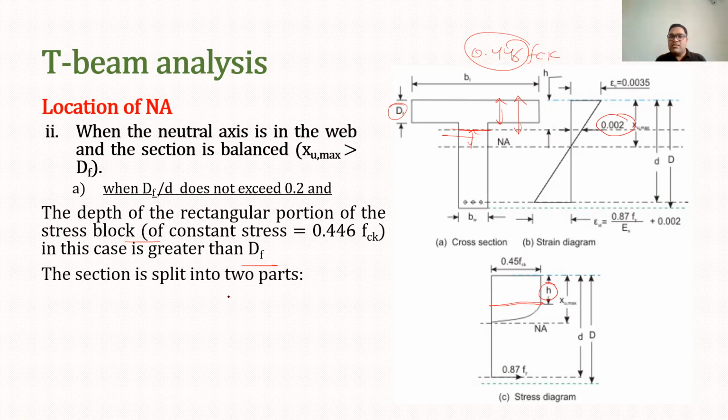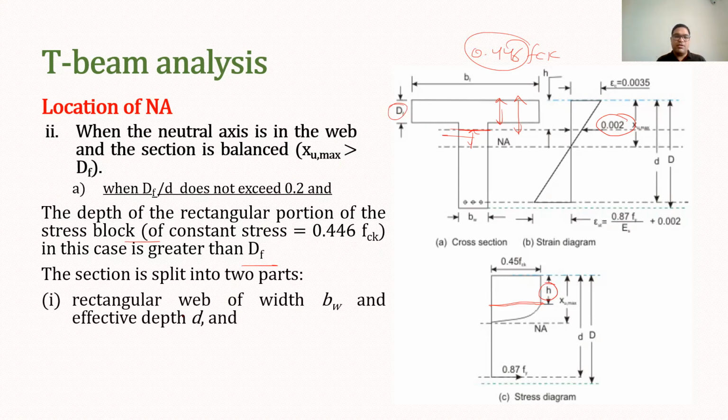To analyze this section, we can split this T beam into two parts. To divide this beam, we can divide the whole beam into a rectangular part and the remaining part as these two flanges. So this will be considered as part 2 and this will be considered as part 1. We will evolve the equation for this part separately and this part separately.